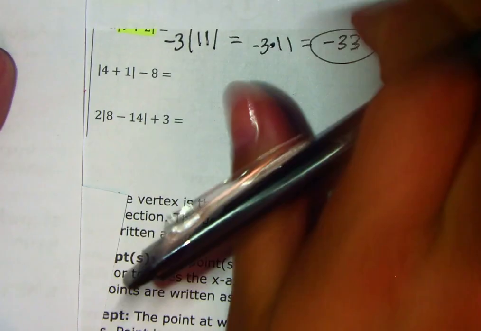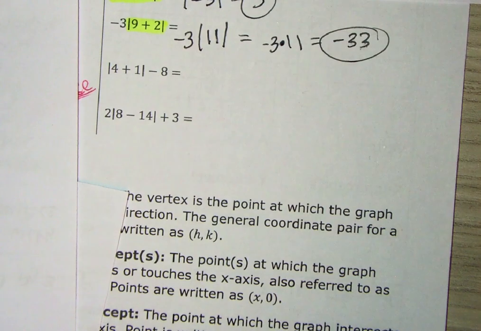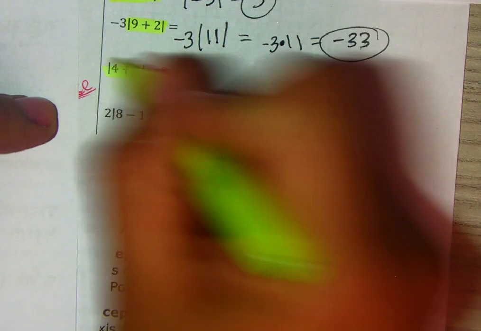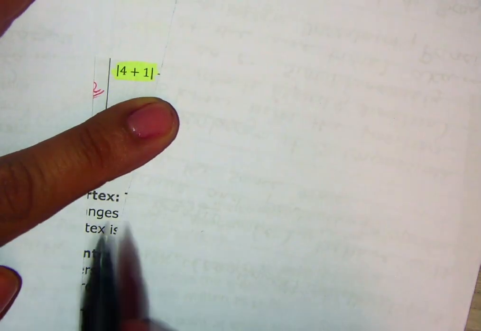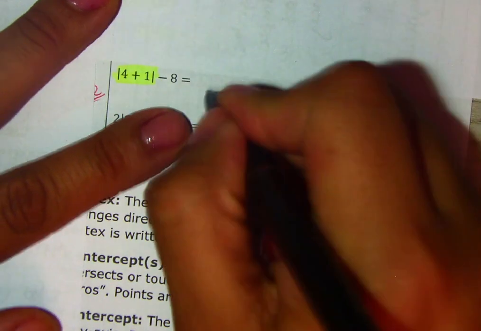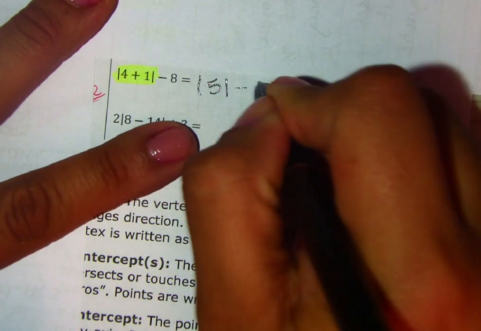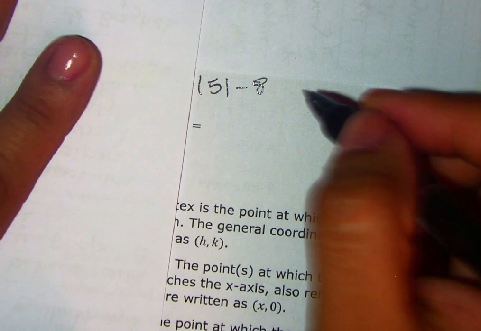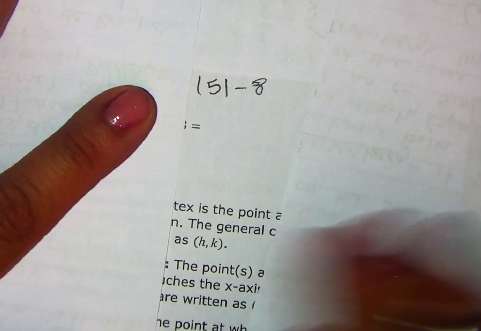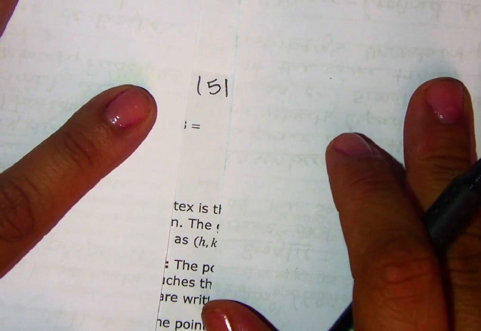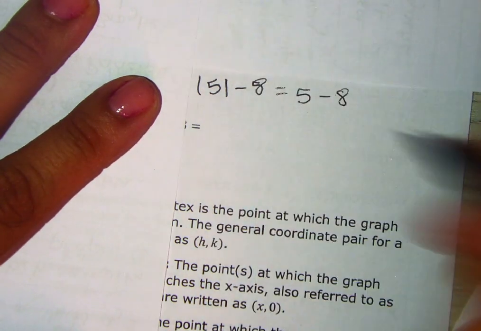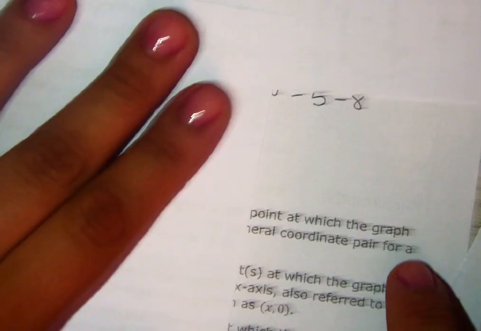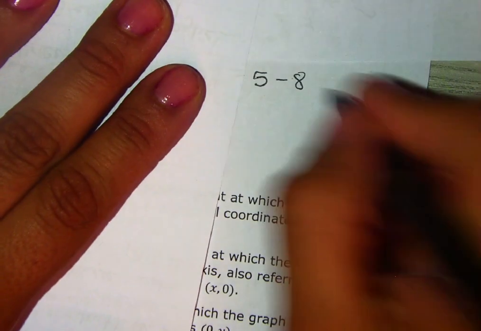The next problem, again, focus only on the absolute value. Ignore that 8 for now, and look at the absolute value of 4 plus 1, which is 5. So we have the absolute value of 5 minus 8. Ignore what you had before, and now look at what you have. Because you still have an absolute value, clean that up with simplification of the absolute value of 5, which is 5. And then you do 5 minus 8. Ignore what you had, and now what's 5 minus 8? -3.